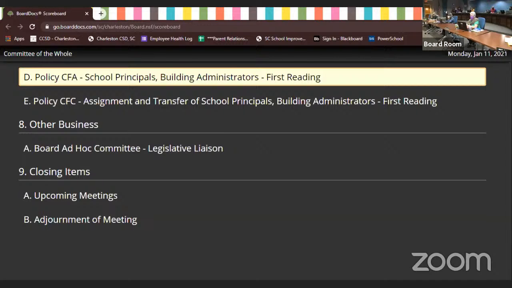Are the principals not included in the hiring process now? And what does that change? I mean, employment of school level professional staff consistent with policy GCF.